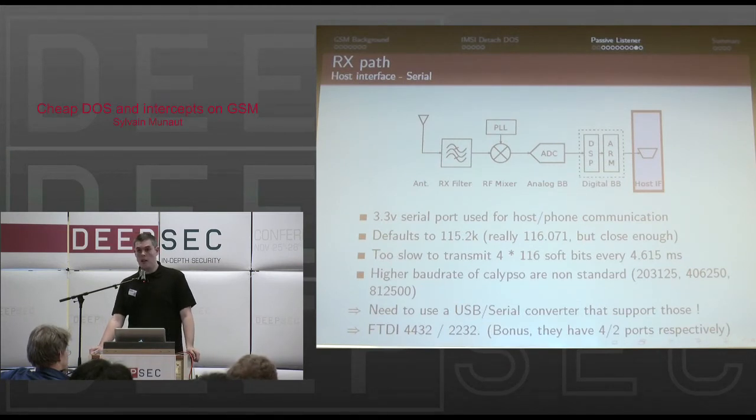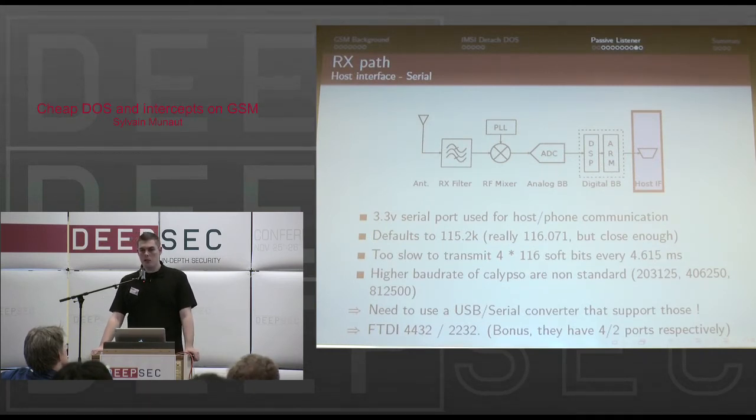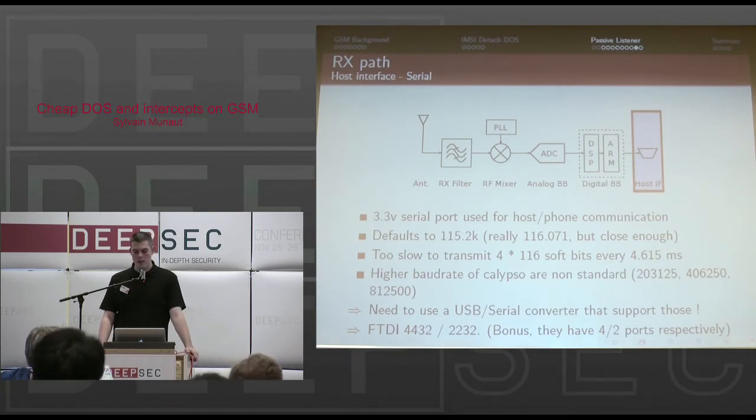Finally, we have to get the data out somehow. Osmocom-BB uses a serial port, and the advantage is it's very simple. However, at 115 kilobaud, it's just not fast enough if you want to receive a bidirectional voice channel. You have to receive 4 bursts of 160 bits, and we transmit soft bits and not hard decisions. So it's a lot of bandwidth.